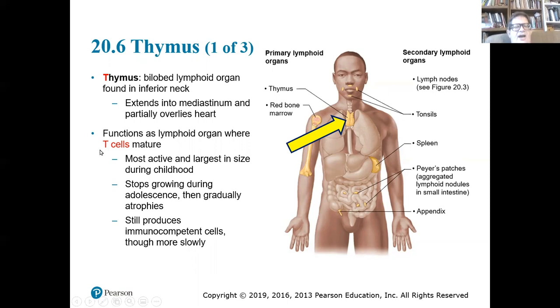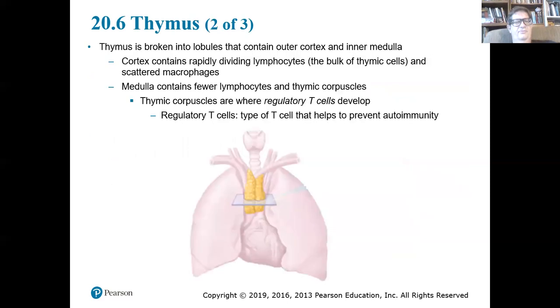So it's most active and it's biggest in childhood. Like I said, it'll get smaller as you grow up. It will atrophy. It stops growing in adolescence, then it atrophies. It still produces immunocompetent cells, but it does it a lot slower. Okay, so that's good. We don't lose the T cell function, the thymus functionality, entirely. We can still grow new T cells.